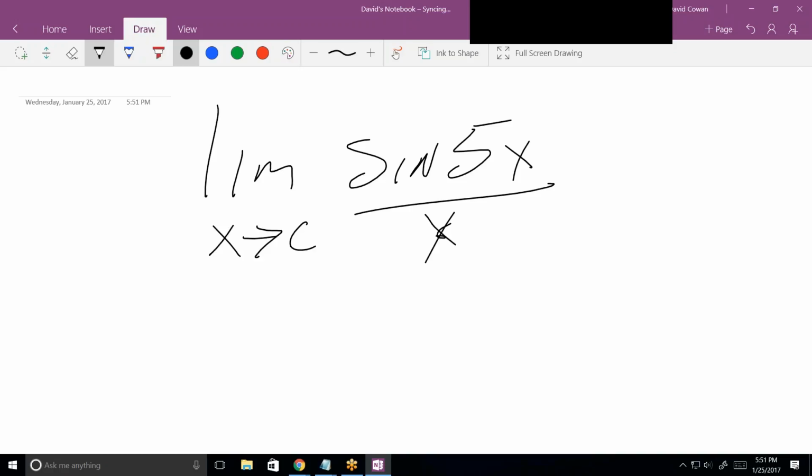Notice this also goes to 0 over 0. How would I do this problem? Would it just be equal to 5?